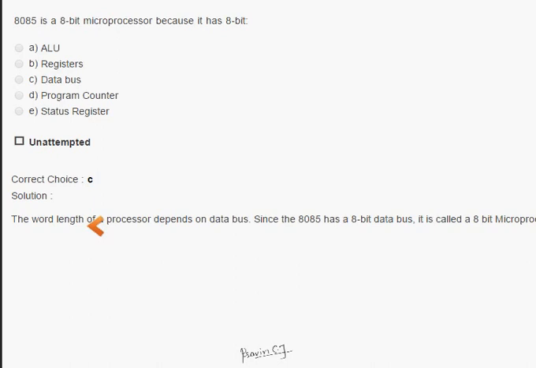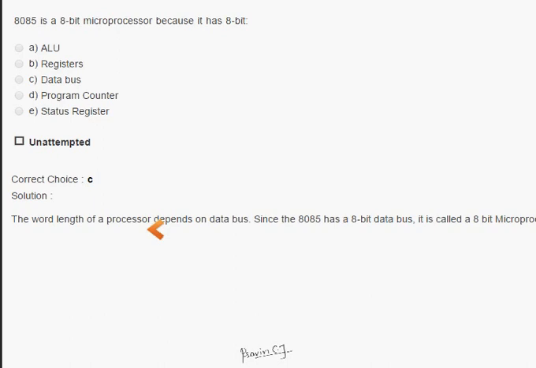Because of its data carrier size of a data bus. The word length of a processor depends on the data bus. Since the 8085 has an 8-bit data bus, it is called an 8-bit microprocessor. Only 8 bits of data can be transferred at a time on the data bus. So it is an 8-bit microprocessor. Understand? You need to think in this way.